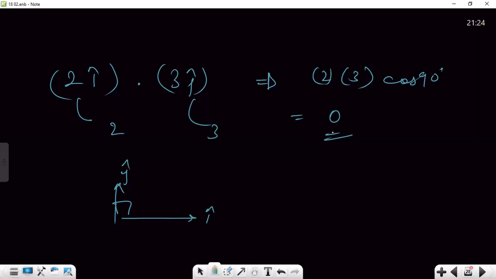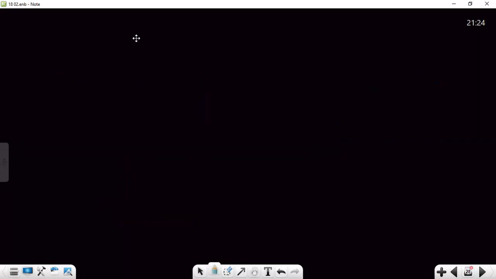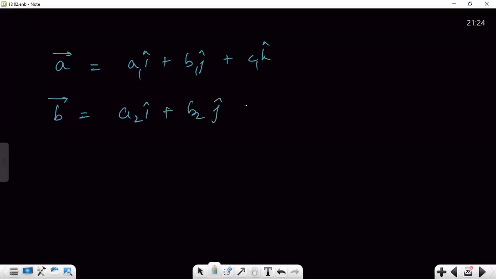Getting it? So from here we can draw another formula for the dot product. If a vector is given as a1 i cap plus b1 j cap plus c1 k cap, and b vector is given as a2 i cap plus b2 j cap plus c2 k cap.